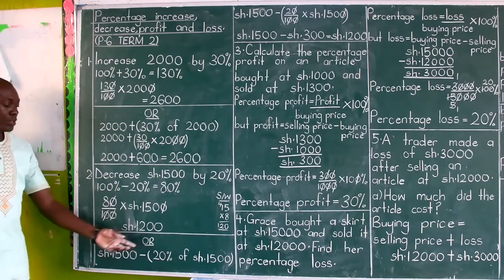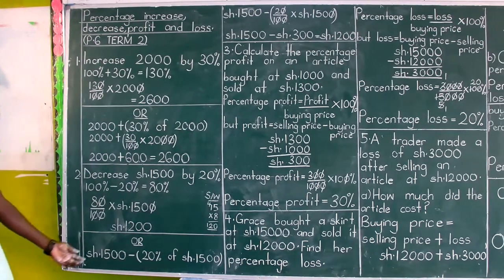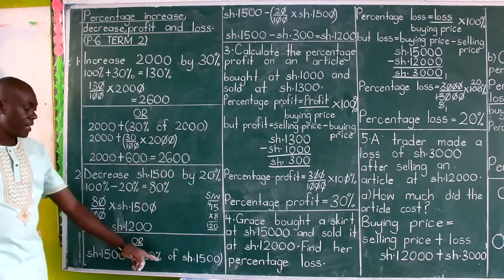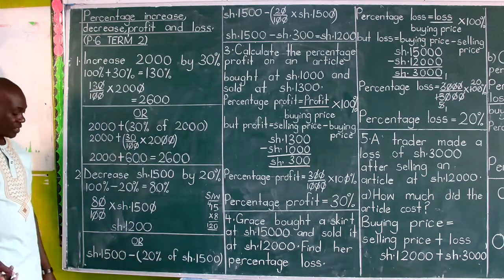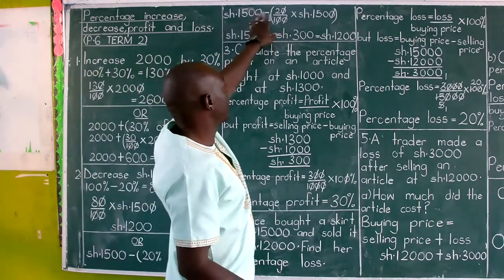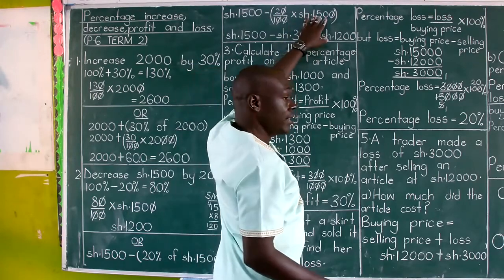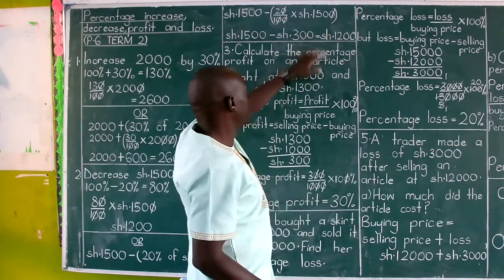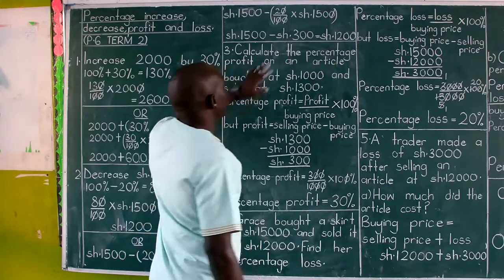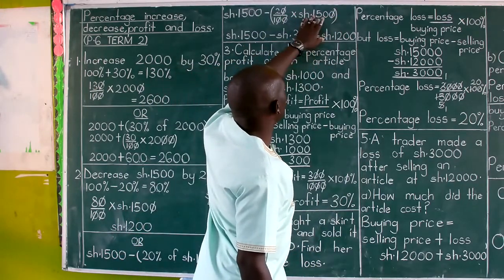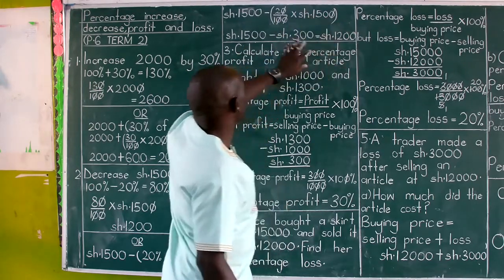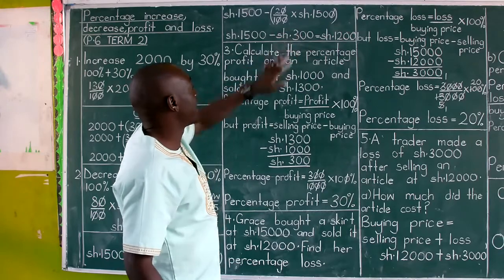You can as well use this working. That is 1,500 shillings minus 20% of it. 20% of 1,500 shillings. And then you say 1,500 shillings minus 20 out of 100 times the same 1,500 shillings. Then you cancel by 10, by 10, by 10 and by 10. You remain with 2 times 15, or 2 times 150, where 2 times 15 is 30 and then a 0. So you get 300 shillings as a decrease.